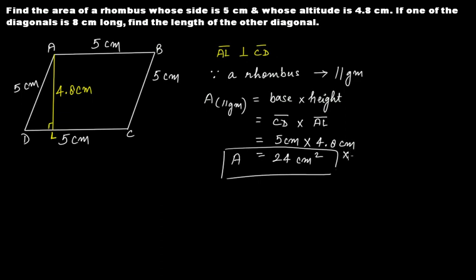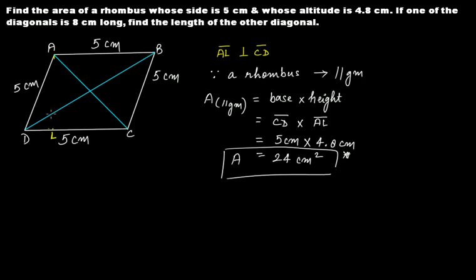Now the next part of the question is, if one of the diagonals is 8 centimeter long, find the length of the other diagonal. Now it's saying that if you have calculated the area, then can you tell the length of one of the diagonals whose value we don't know? Now since we know the value of one of the diagonals, and the two diagonals are like this, right?